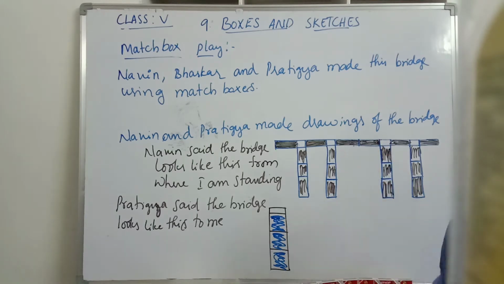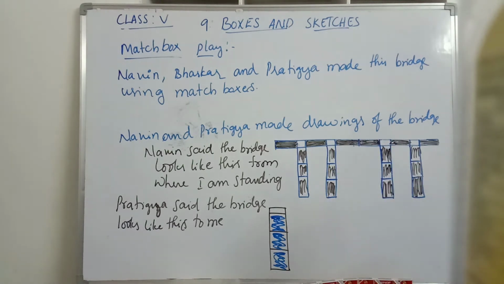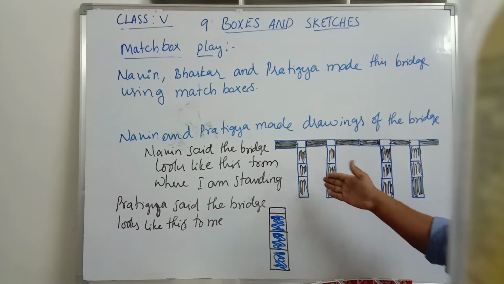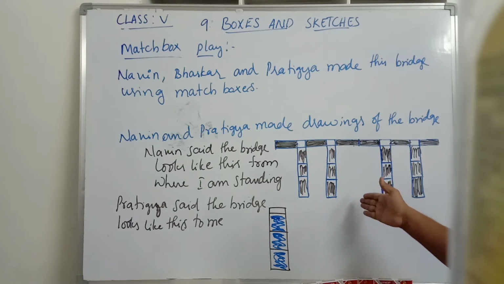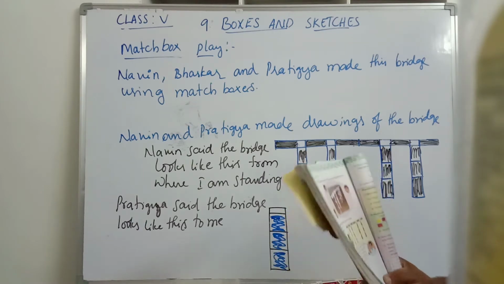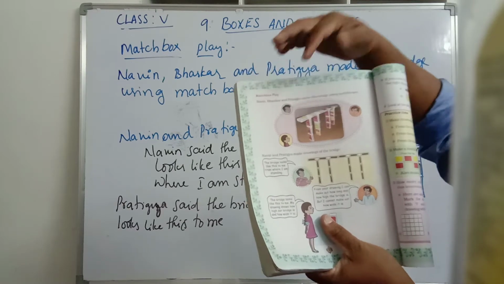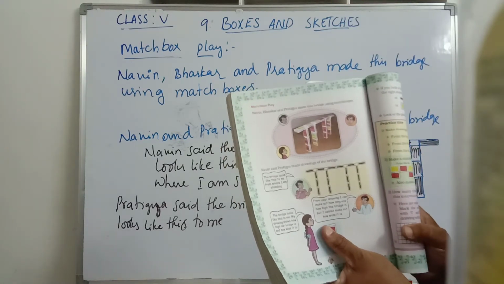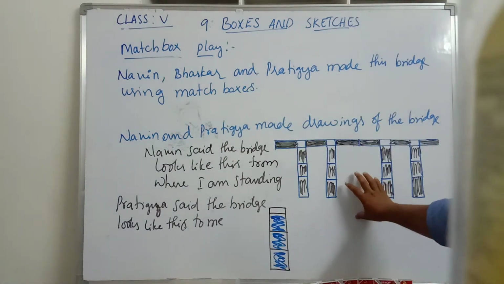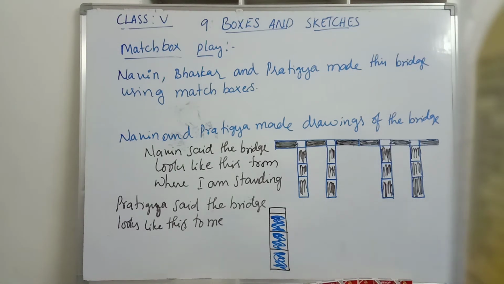And there was a conversation between Naveen, Pratigya and Bhaskar. Naveen said that the bridge looks like this from where I am standing. See the figure again here. He is standing this side, that is the front of the bridge. Then he identified this figure and he drew this diagram.